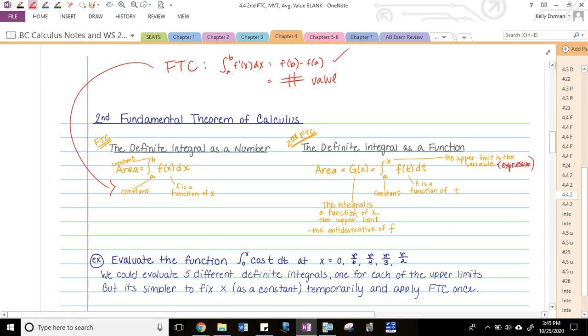And I know in our first fundamental theorem, I just wrote it as f prime, so I could say f of b minus f of a. If it's just written as f of x dx, then it's equal to the antiderivative of b minus the antiderivative of a.